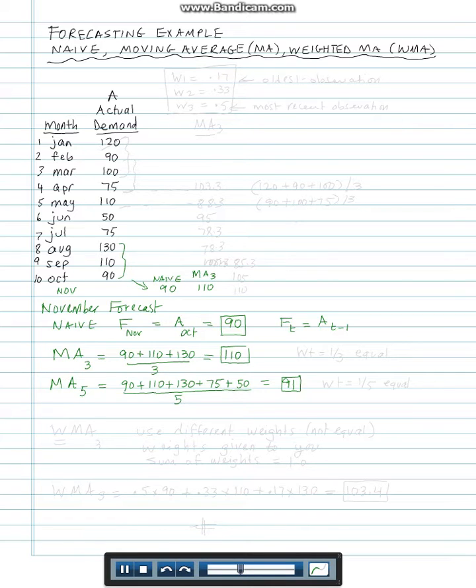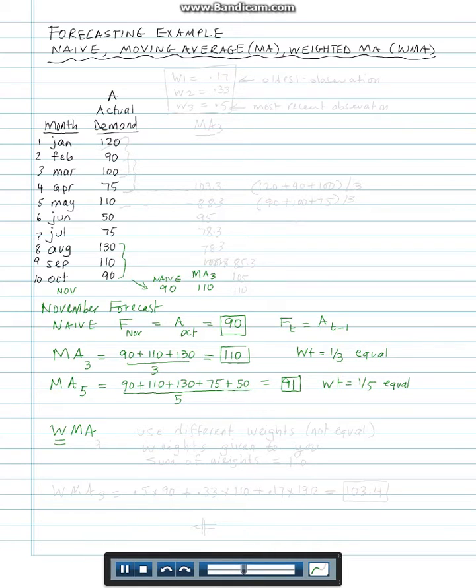How about weighted moving average? Weighted moving average means we have to add weights. The weights in moving average are equal. What are the weights for a 3-period moving average? The weights are equal. The weights are 1/3, 1/3, 1/3. What are the weights for a 5-period moving average? They're all equal. They're 1/5, 1/5, 1/5.